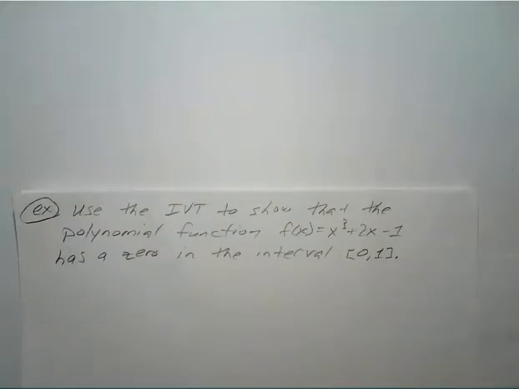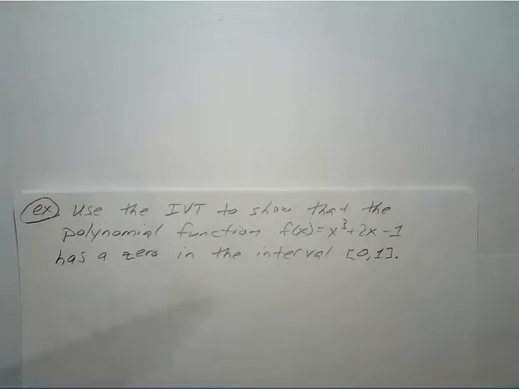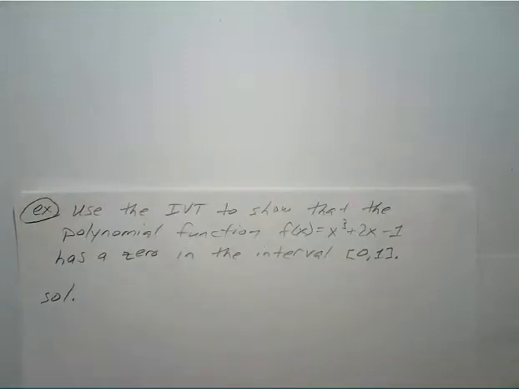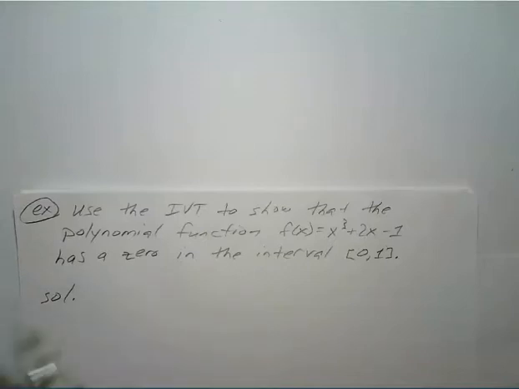Okay, so it's not asking you to find where f of x is equal to 0. They just want you to show that it exists, using the intermediate value theorem. So how will we do that? First, we have to show that it's continuous.